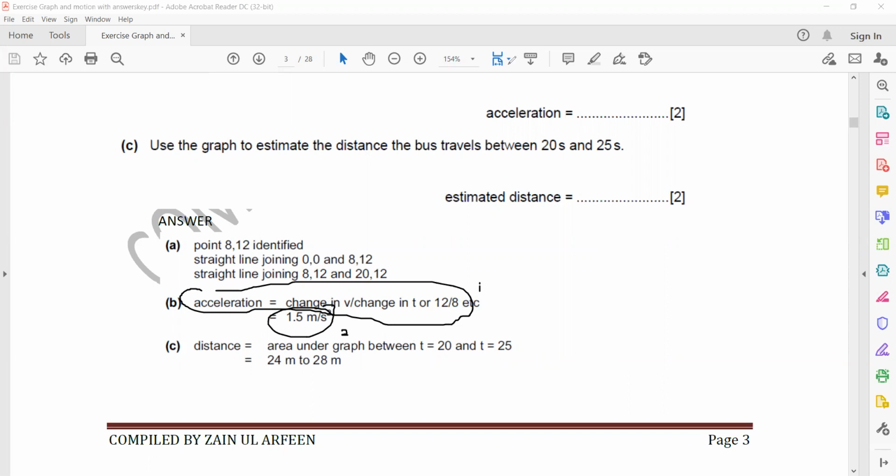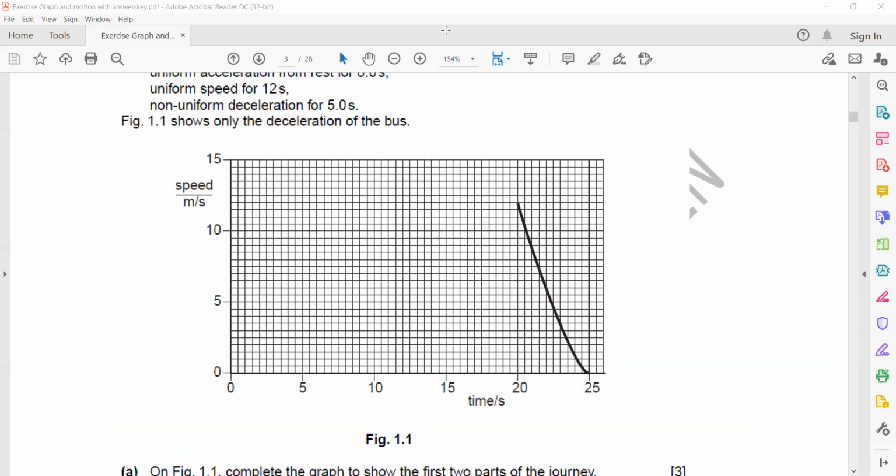Then the last part, estimate the distance. So I'll just explain the idea of what you will do. You will draw a straight line because we need a distance from 20 to 25. So what shape is it making? It is making a triangle. So you'll use the formula half base into height.